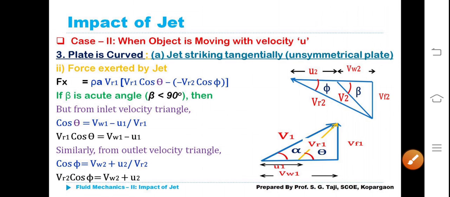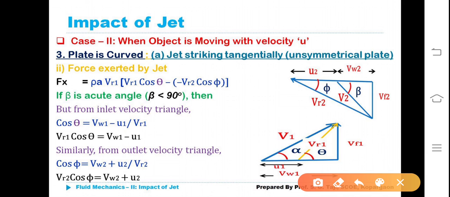Next slide. Therefore, Fx is equal to rho a Vr1 whole multiplied by Vr1 cos theta minus Vr2 cos phi. If beta is acute angle, you can see from this figure very clearly beta is less than 90 degree, means it is acute.